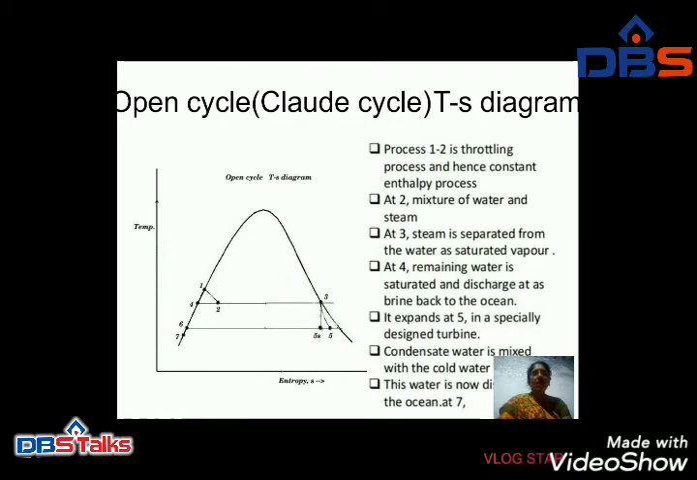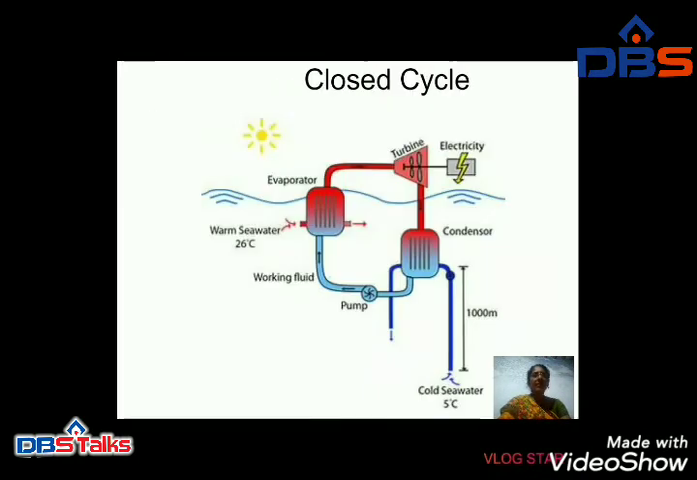And then about the closed cycle, the closed loop OTEC system. In this closed loop OTEC system, warm seawater vaporizes a working fluid such as ammonia flowing through a heat exchanger. So in the open cycle we use the seawater directly to produce steam, but here we use a working fluid, such as ammonia. The vapor expands at moderate pressures and turns a turbine coupled to a generator and produces electricity.